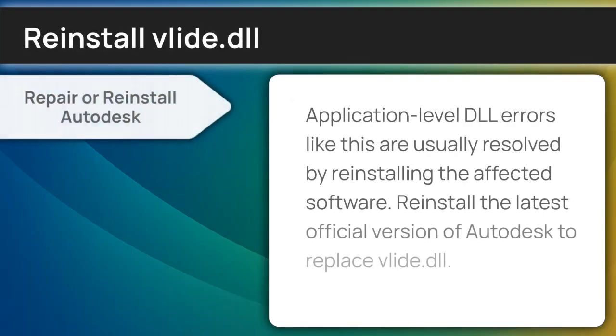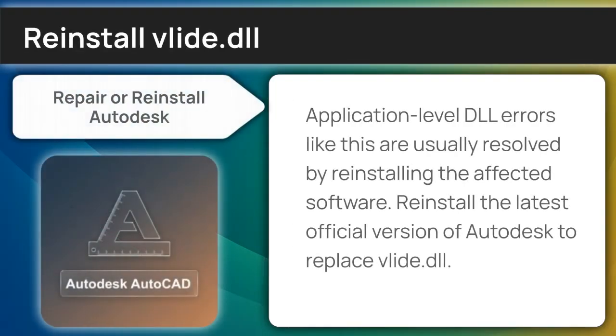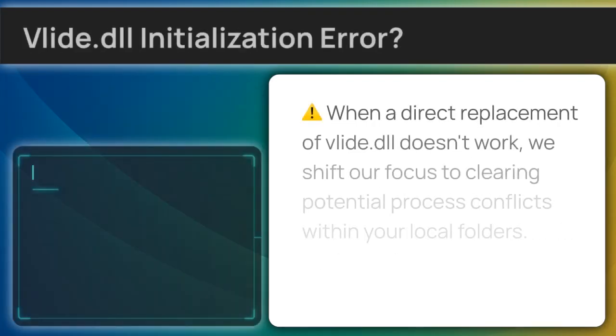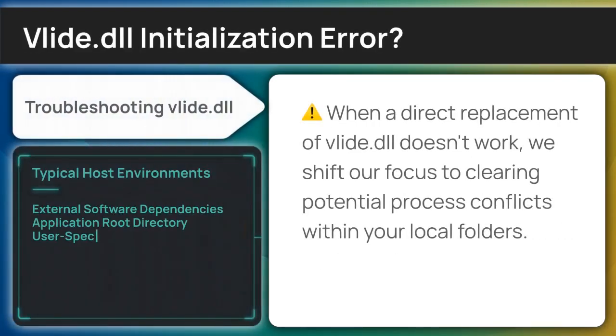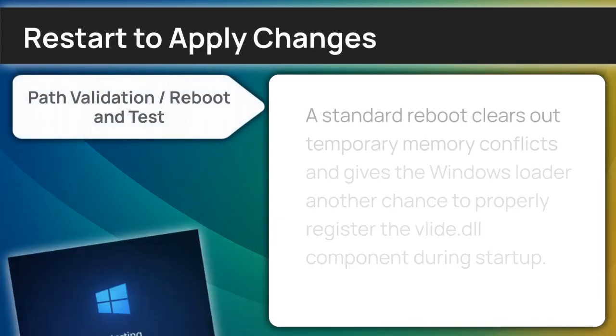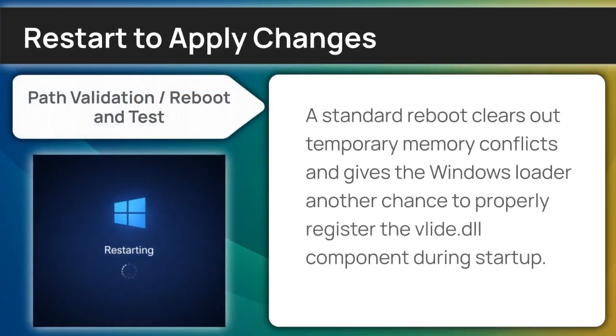Application-level DLL errors like this are usually resolved by reinstalling the affected software. Reinstall the latest official version of Autodesk to replace Visual Lisp Integrated Development Environment. If the installer was unable to bridge the gap, we will move to phase 2 of our diagnostic to refresh the system's memory. A full system restart ensures that no background processes are currently locking the Visual Lisp Integrated Development Environment file. A fresh boot allows Windows to reinitialize its library map from a clean state.